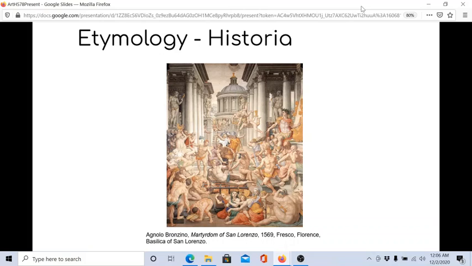Historian Stuart Lingo begins the story of history painting around the end of the Renaissance. This is a Mannerist painting, the Martyrdom of San Lorenzo, but I'm using this as an example. Around that period, Leon Battista Alberti was among the first who coined the term associated with history painting. He calls it historia in the Latin.